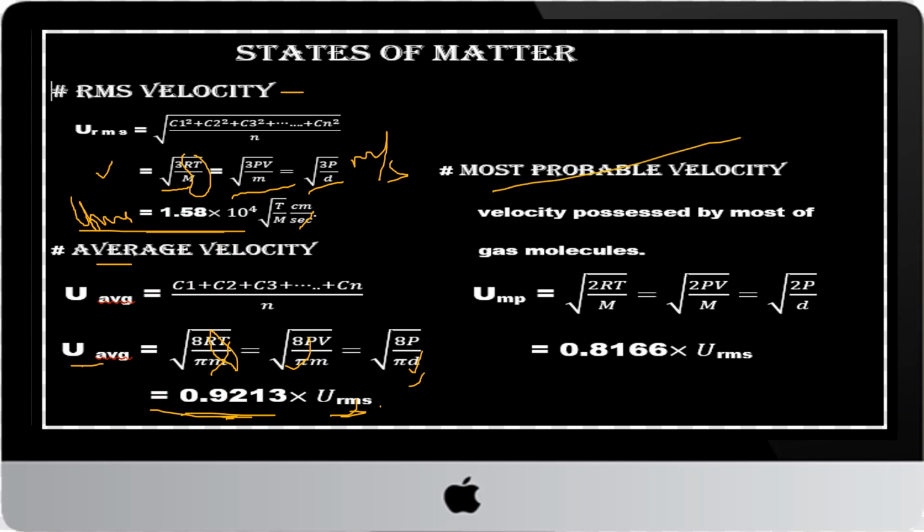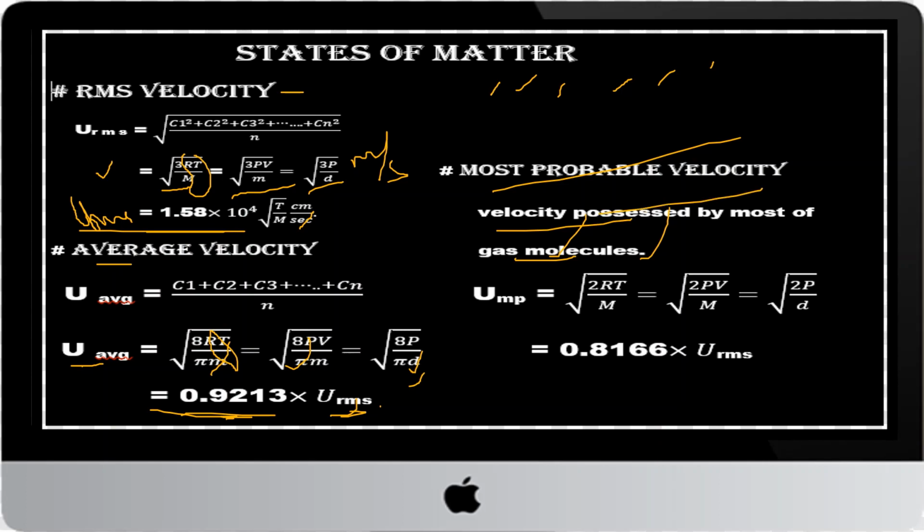Coming to most probable velocity, the velocity possessed by most of the gas molecules. Here, some logic questions may be asked. They will give many values of velocity and ask for the most probable velocity. If we do not know this definition, we may find it difficult and get confused. It's simply the value that is most common, like the mode in mathematics.